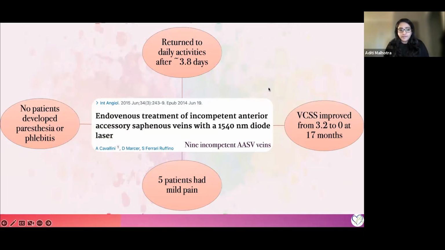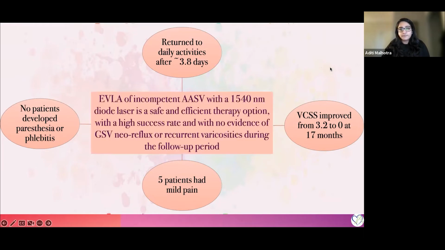Next, we have the study by Dr. Cavallini et al. They looked at 9 incompetent AASV veins, and again we're looking at laser therapy of these patients. Most of them returned to daily activities after 3.8 days. No patients had developed paresthesias or phlebitis. 5 patients had mild pain, and the VCSS, however, had improved from 3.2 to 0 at 17 months. So again, a very significant improvement that's seen in the severity here.